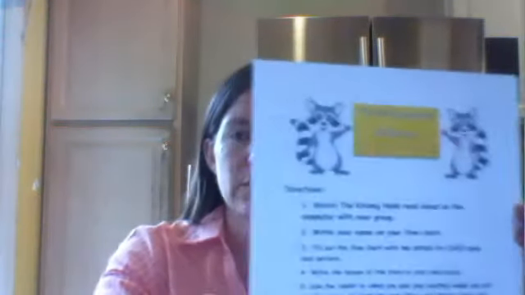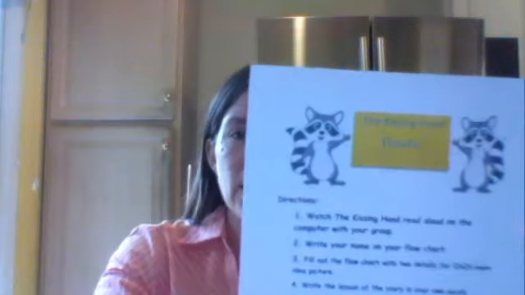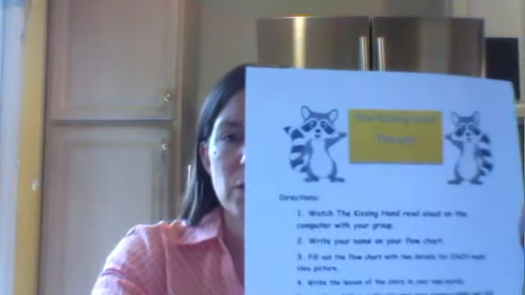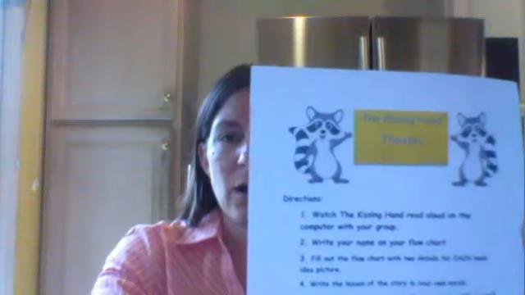lesson. So my students, when they come to the center, will first take out the directions, and you can see they very clearly go with The Kissing Hand, as they have Chester Raccoon at the top. The first direction tells them to watch The Kissing Hand read aloud on the computer with their group. So at each group there will be a computer or a tablet that will have the read aloud already keyed up, and all they need to do is turn it on to begin watching.